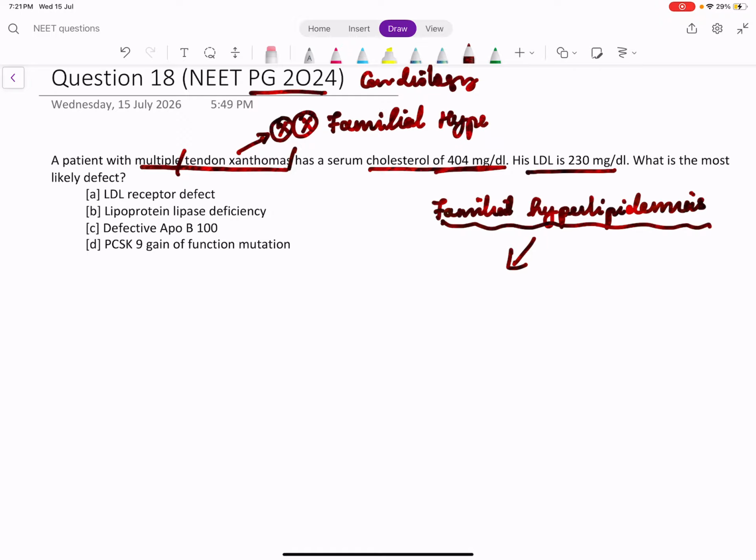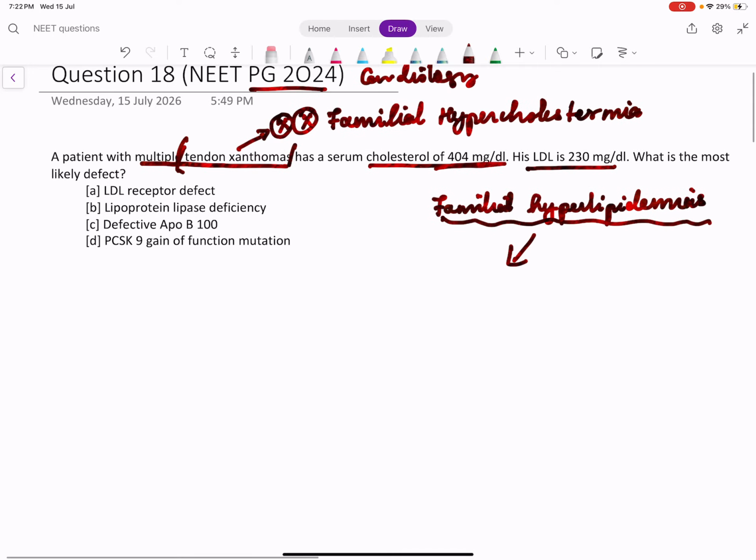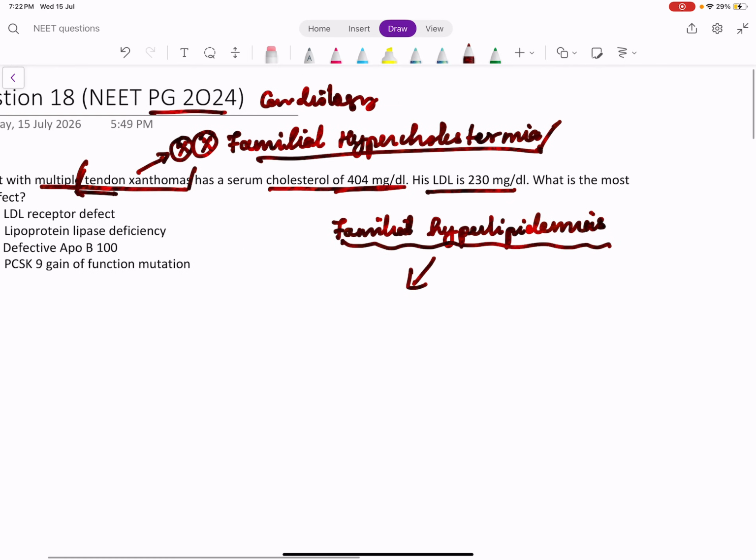So this again has been asked multiple times from different subjects. If tendon xanthoma is present, the diagnosis is invariably familial hypercholesterolemia. And the mutation for familial hypercholesterolemia is LDL receptor. There are many mutations causing it. The most common mutation is LDL receptor or the downstream signaling molecules of LDL receptor. So one best answer is LDL receptor.